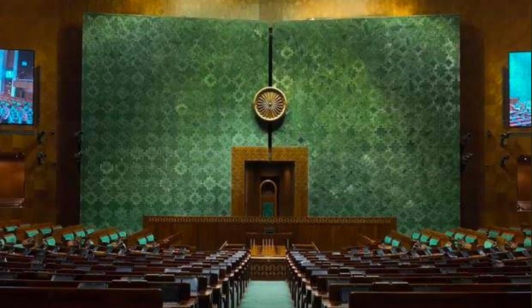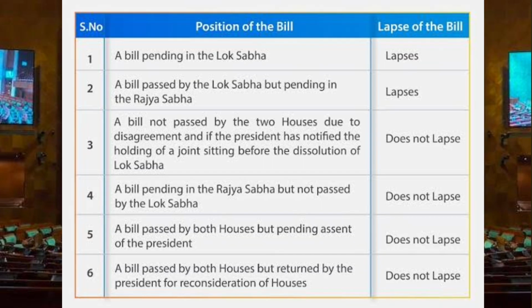During dissolution, the position with respect to lapsing of bills. A bill pending in Lok Sabha, whether originated in Lok Sabha or transmitted by Rajya Sabha, lapses. A bill passed by Lok Sabha but pending before Rajya Sabha lapses. A bill on which a joint sitting has been notified before dissolution does not lapse. A bill passed by both houses but pending for President's approval does not lapse.